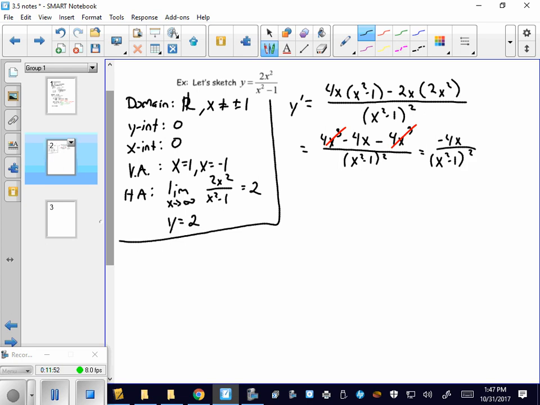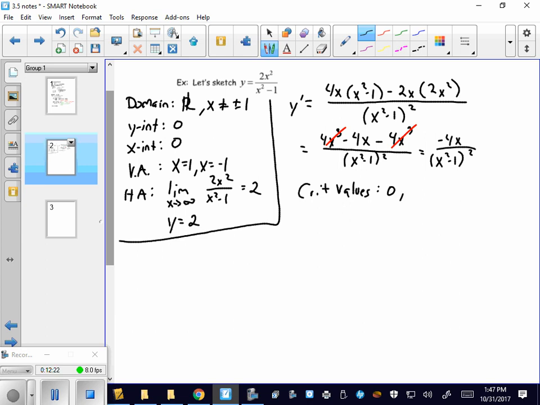So remember, we need to figure out where this is either 0 or undefined. So we're checking both the numerator and denominator. And in all the previous stuff that we had done in the last section, the denominator didn't have to play into it. It does now. So I'm going to have a critical value when the numerator is 0. That's setting negative 4x equal to 0. And of course, if I set negative 4x equal to 0, x would have to be 0. So I have a critical value at 0.